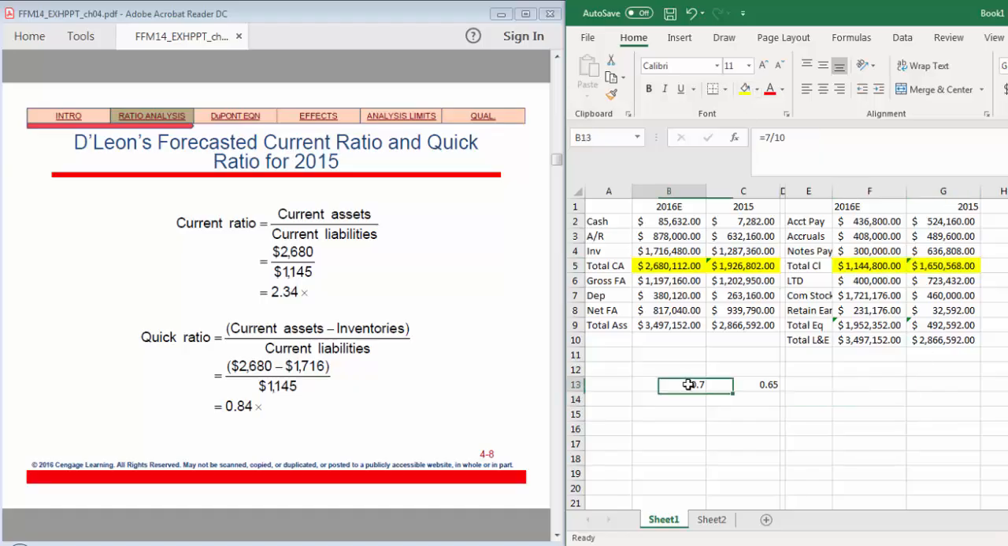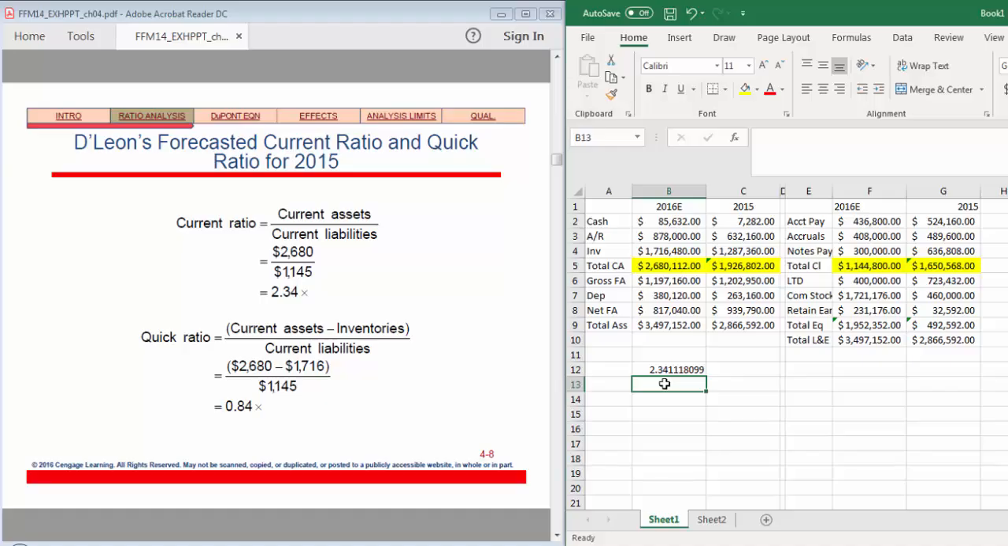So if you had to calculate the ratio, in this instance, the current ratio is being calculated for the 2016 estimate. We can simply take the current assets divided by total current liabilities. And there you go, we got 2.34 times.